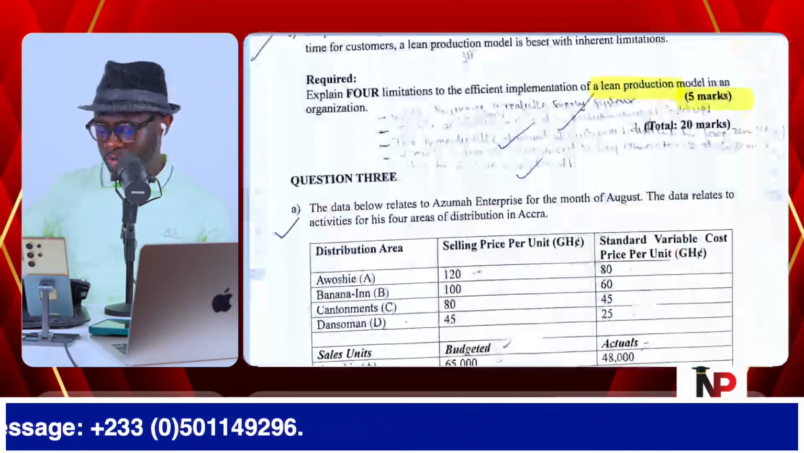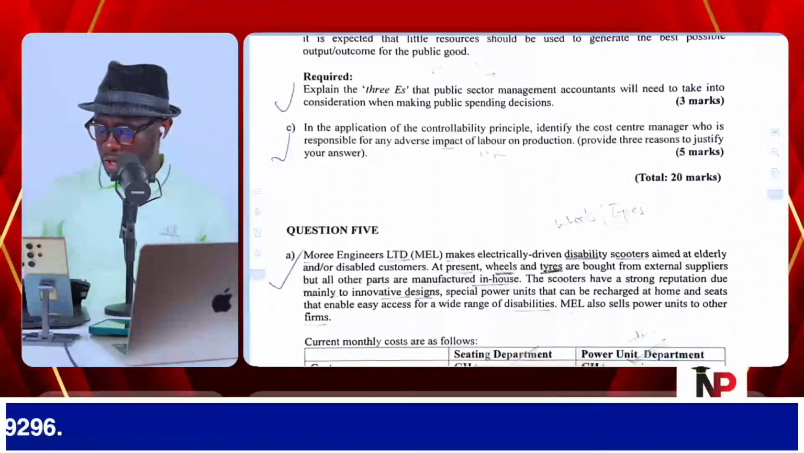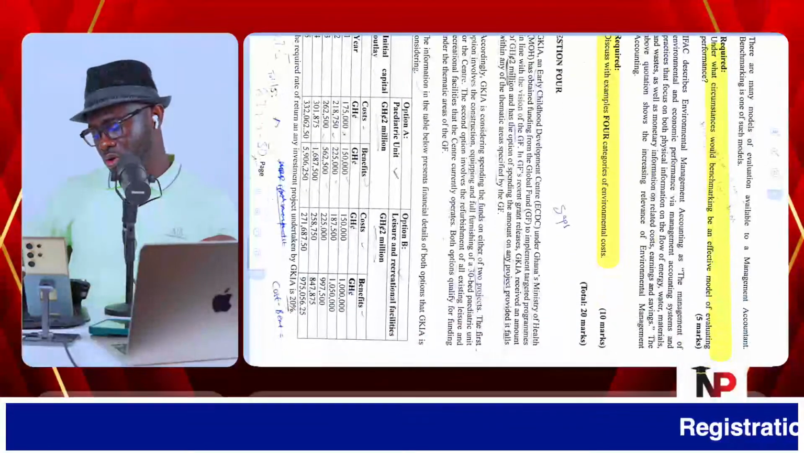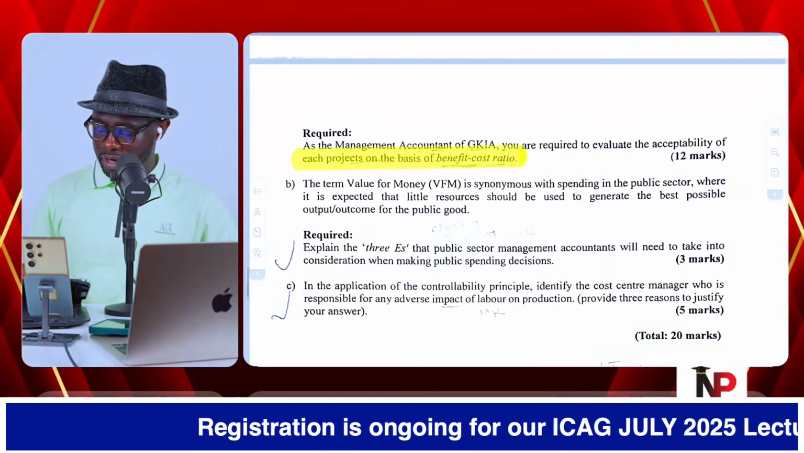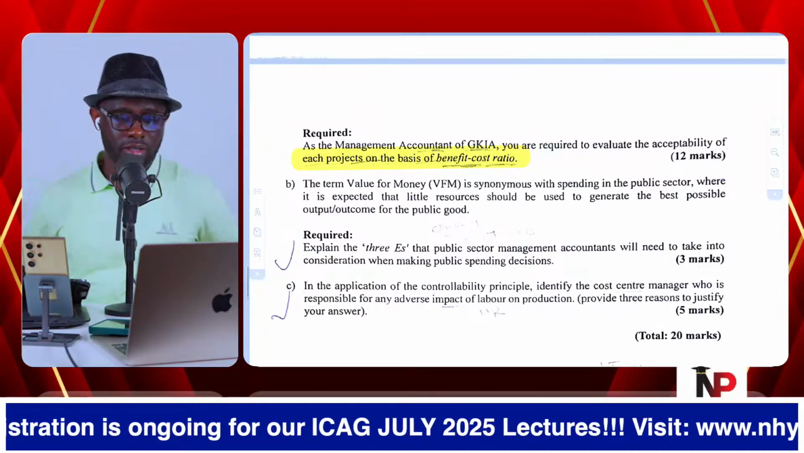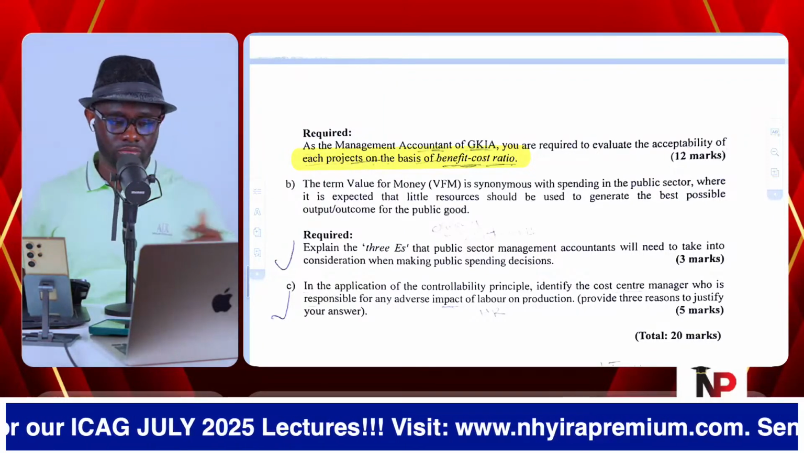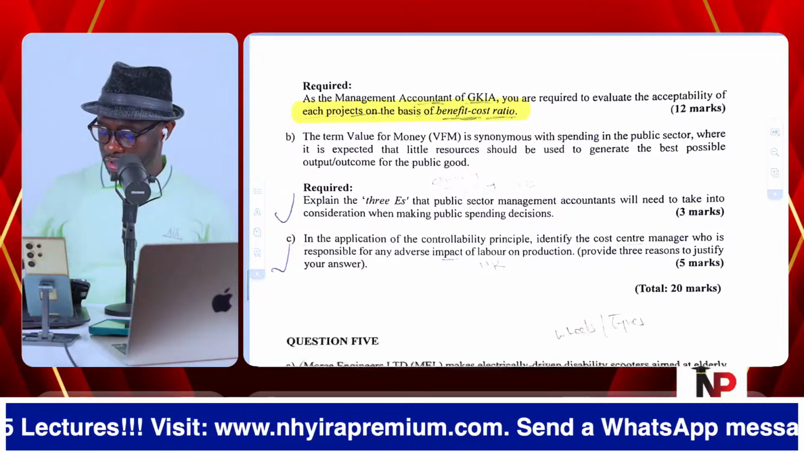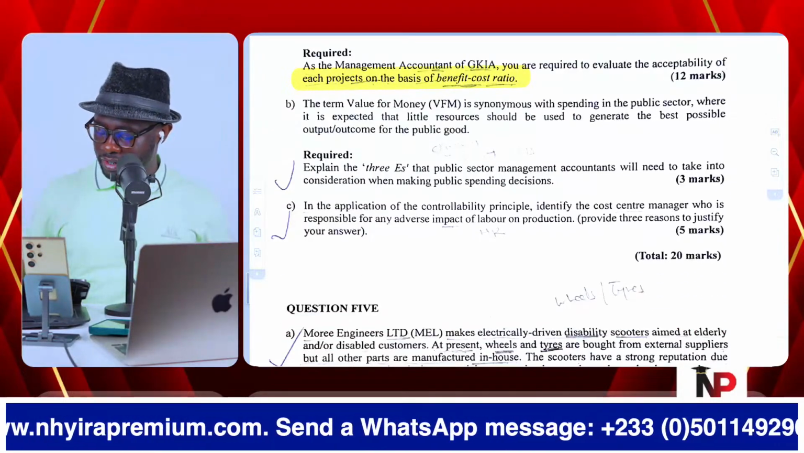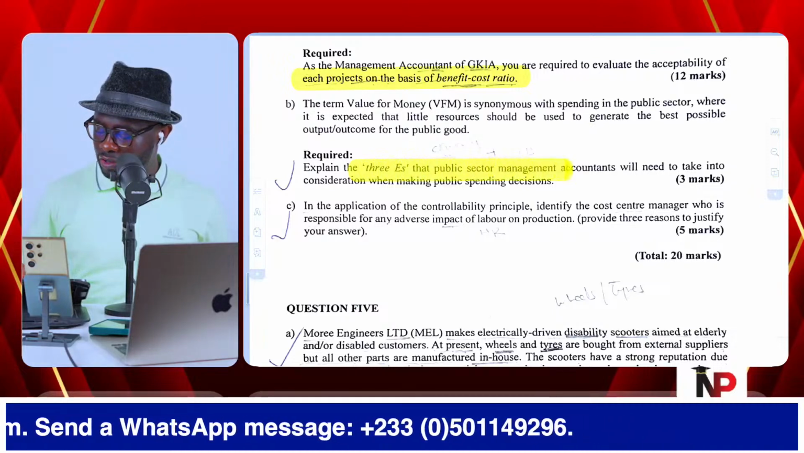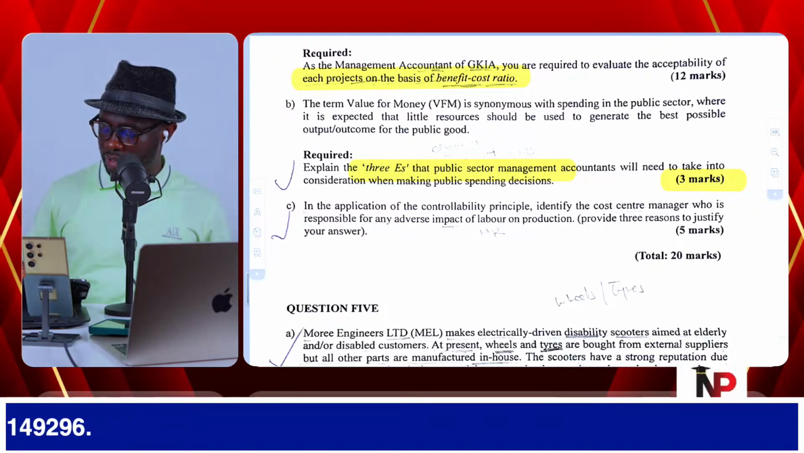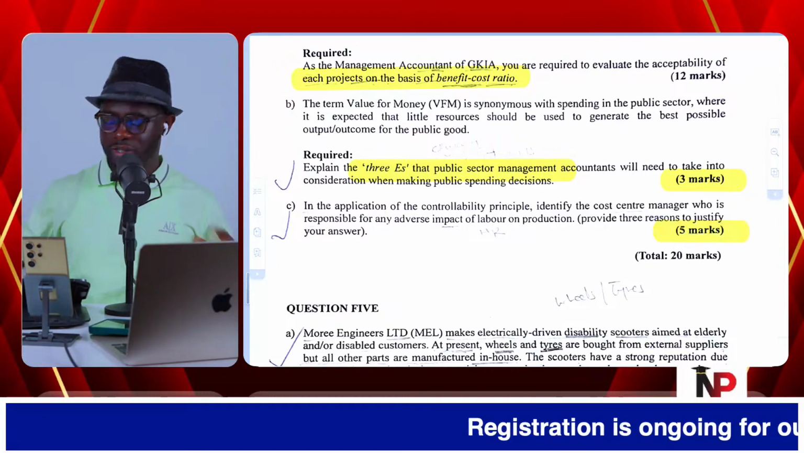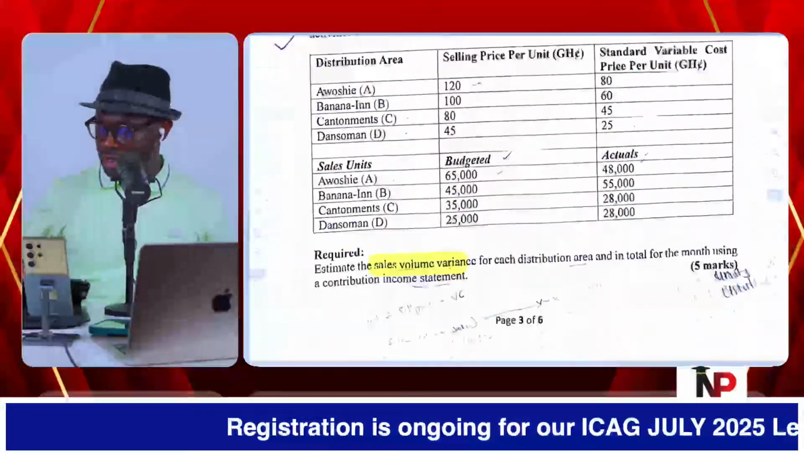Then we go to question 4. Question 4 also had the A aspect talking about project appraisal in the public sector using the best cost benefit or benefit to cost ratio in that case. But the B aspect is what we are interested in. Explain the 3 E's of public management accounts. Okay, 3 marks. The application of controllability principle, identify the cost center, who is responsible for the adverse, 5 marks. So another theory here, 8 marks coming from question 4.